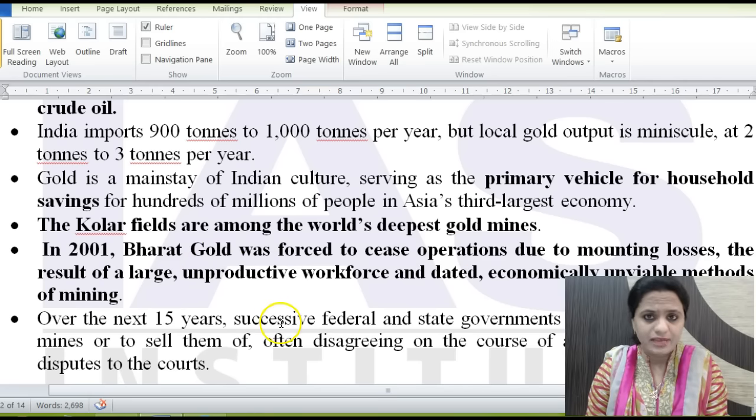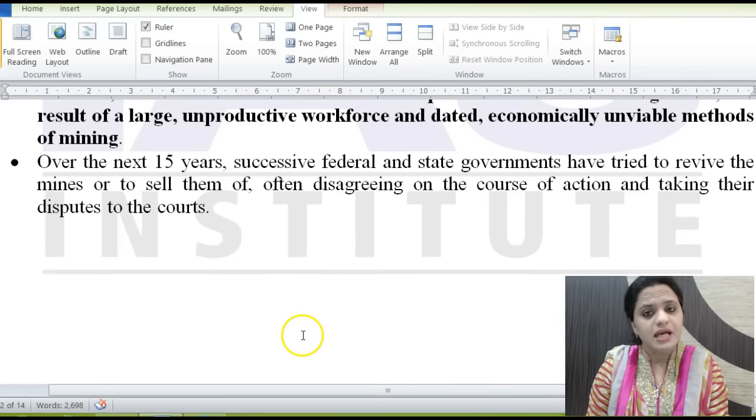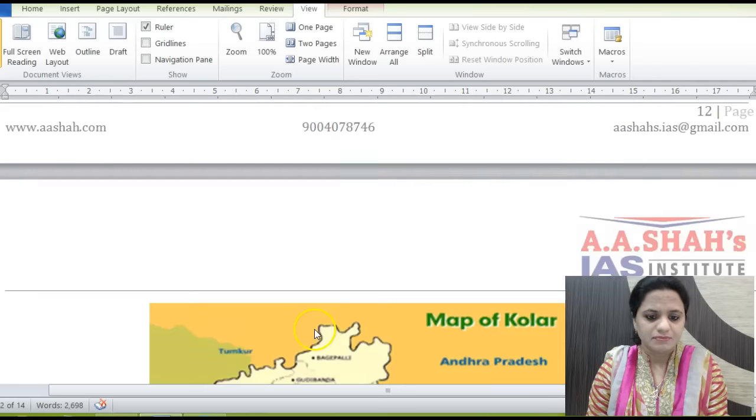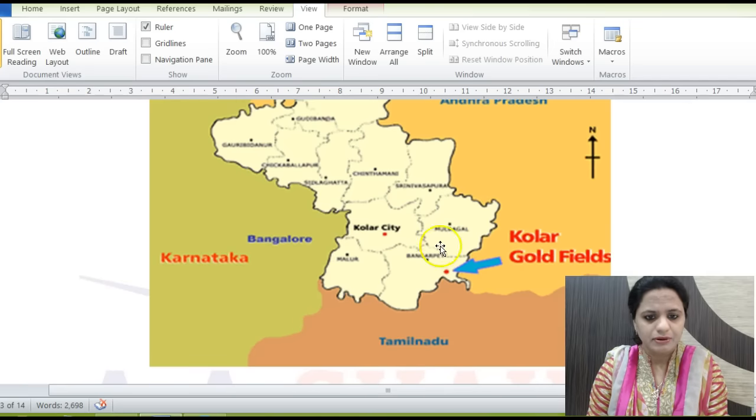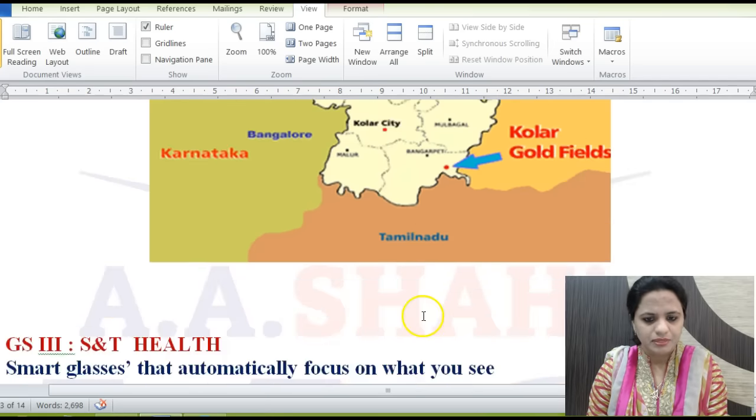And over the last 15 years since then, there have been various ways in which the central and state governments have tried to come up with a solution to revive it, but have been unsuccessful, with court cases also going on. So now the central government has made another effort in this direction. So this is the Kolar gold mine, you can see in Karnataka near Bangalore.